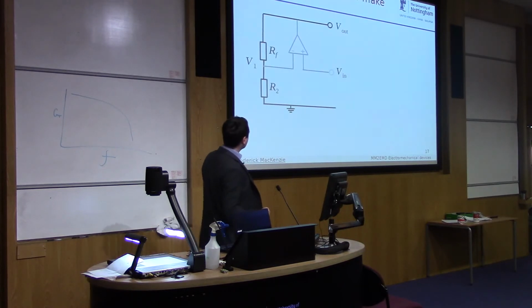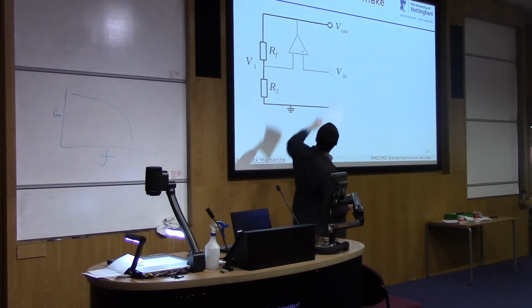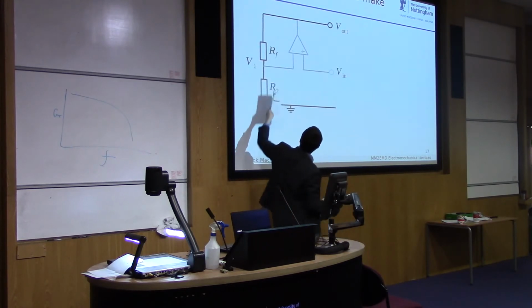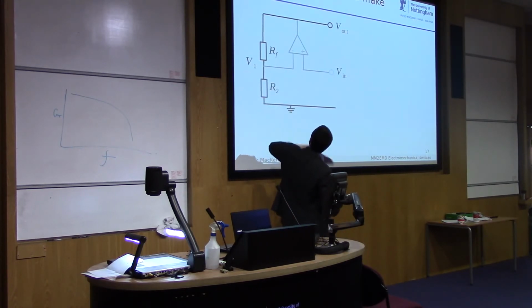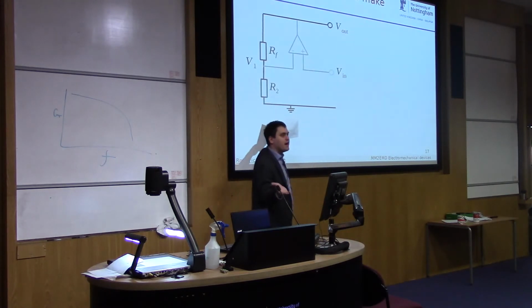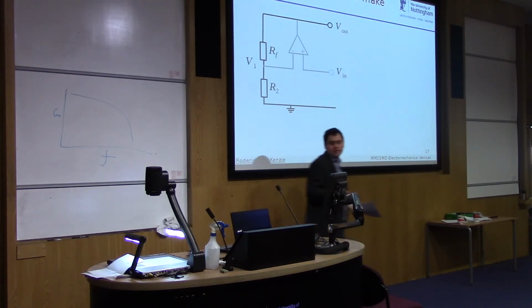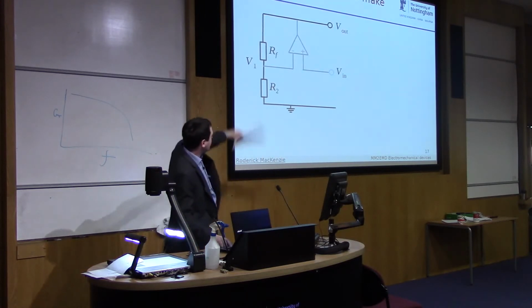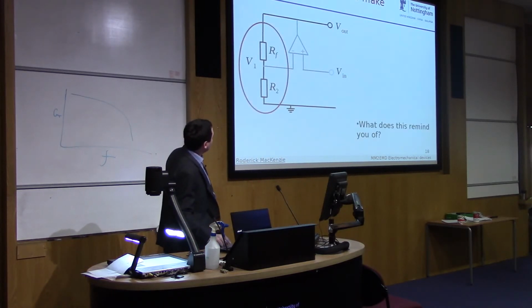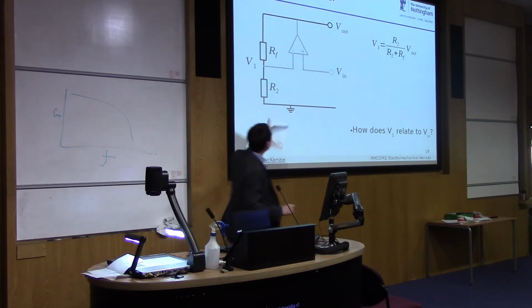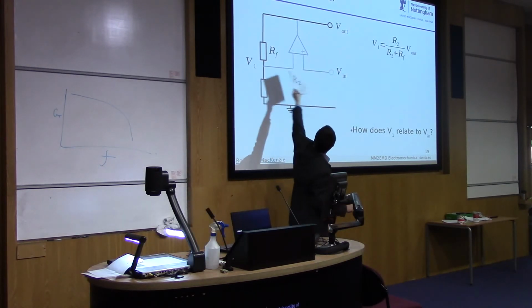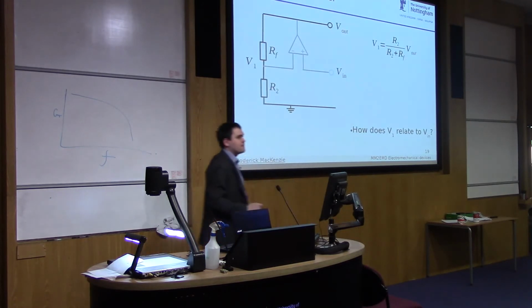So I've redrawn the same circuit. I've got V out, feedback resistor RF, and R2. Now, what's this remind you of? If the op-amp wasn't there, and I asked what V1 was, could you figure it out? Yeah, it's just a potential divider. Pretty easy, right? So let's ignore the op-amp, it's in grey. This is a potential divider, so we can write V1 is equal to V out times R2 over R2 plus RF.